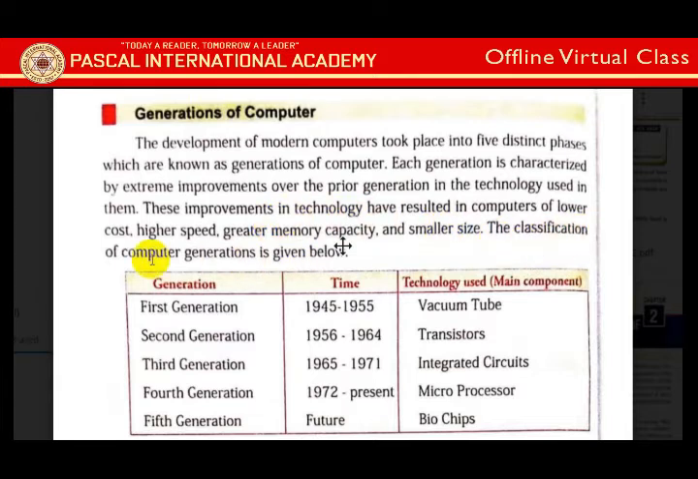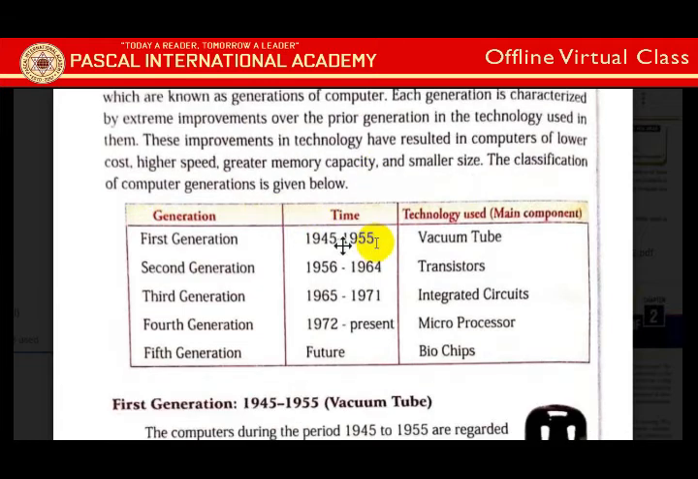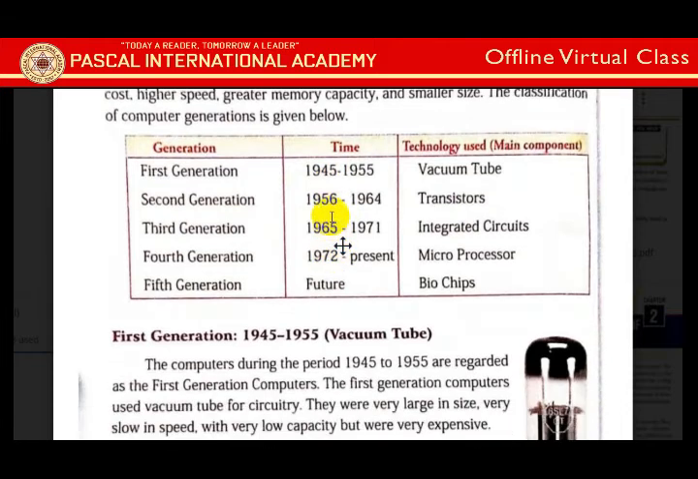The classification of computer generations is given below. From here you can see how it works. First generation means 1945 to 1955. This is the time of the Second World War. In that time this first generation computer helped a lot, not only in calculating but also in translating messages between countries during the war, and they tried to use it to defeat the enemy.